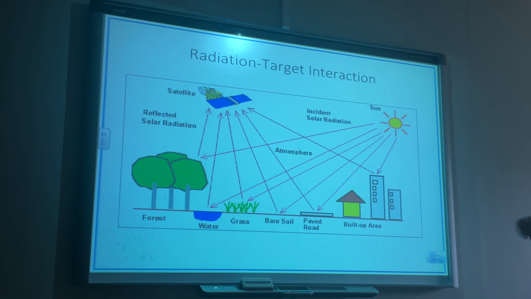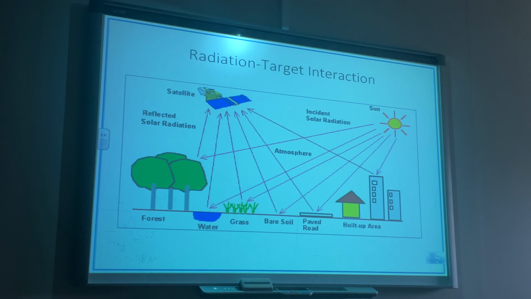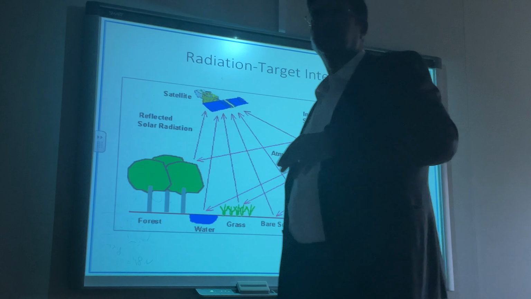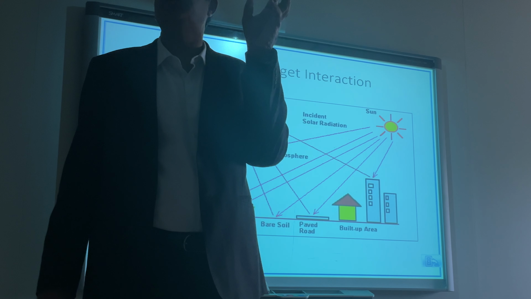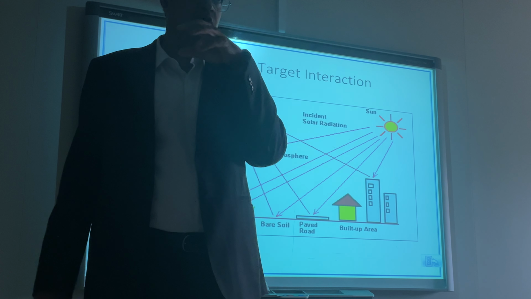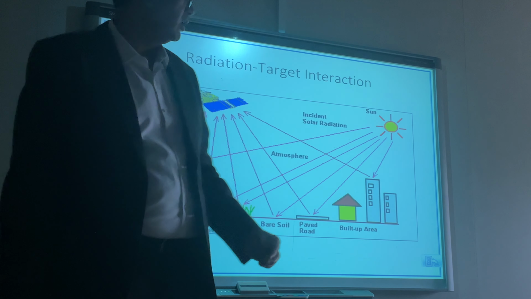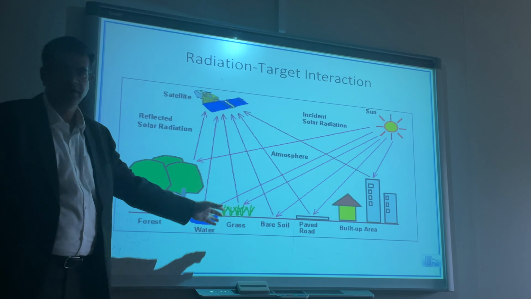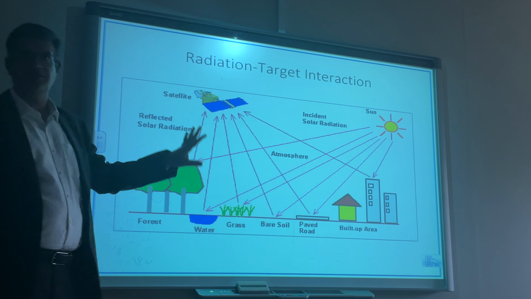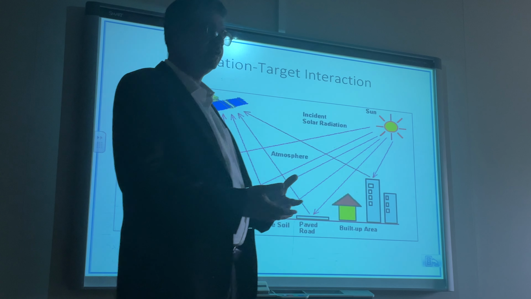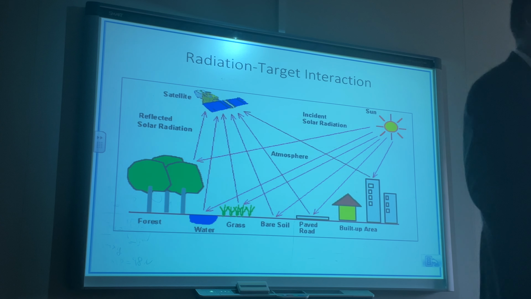So this means after the interaction of the electromagnetic radiation with the Earth's atmosphere, we have the interaction of the electromagnetic radiation with the Earth's surface. So in the Earth's atmosphere, what is happening? Some electromagnetic radiations are scattered, some are absorbed, and some are transmitted. Those radiations which are transmitted through the atmosphere will reach the surface of the Earth. Now once they reach the surface of the Earth, again three things will happen.